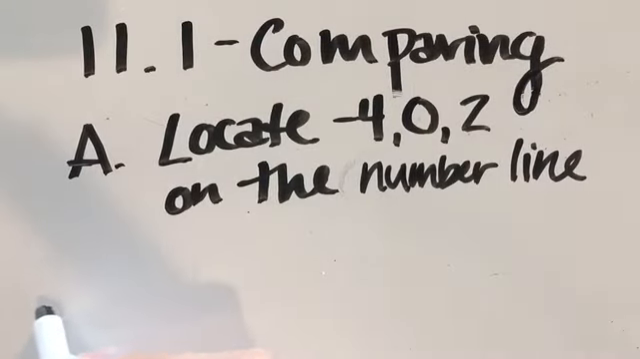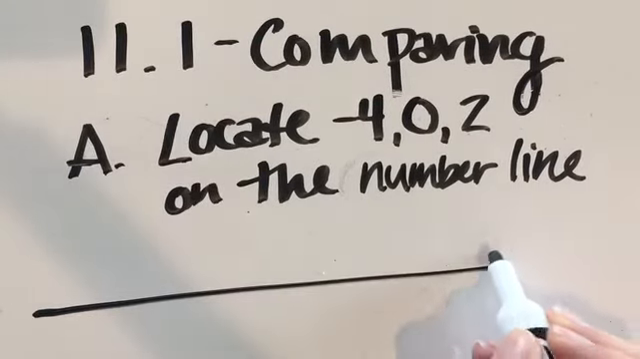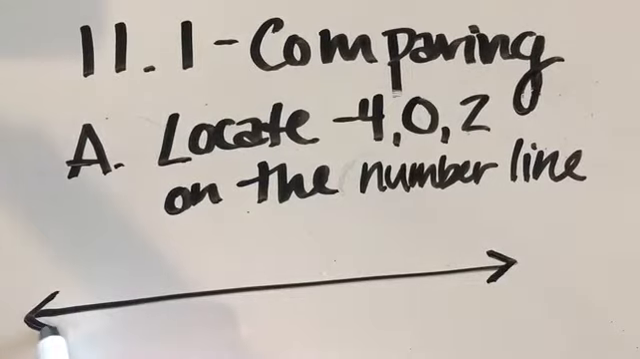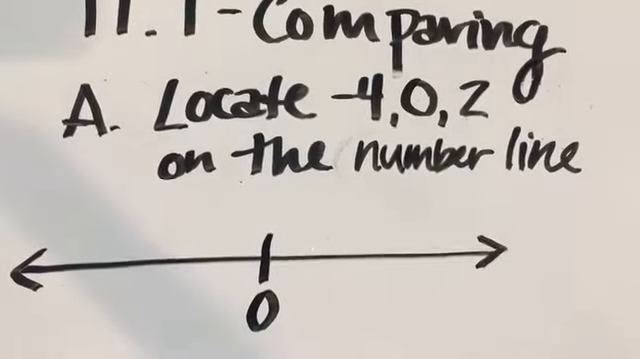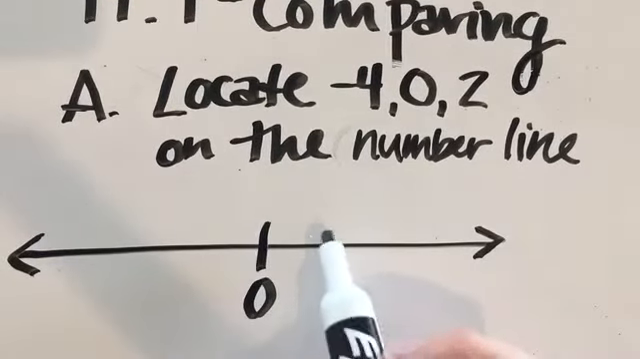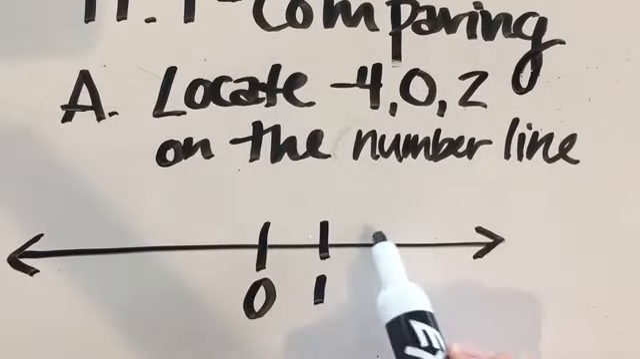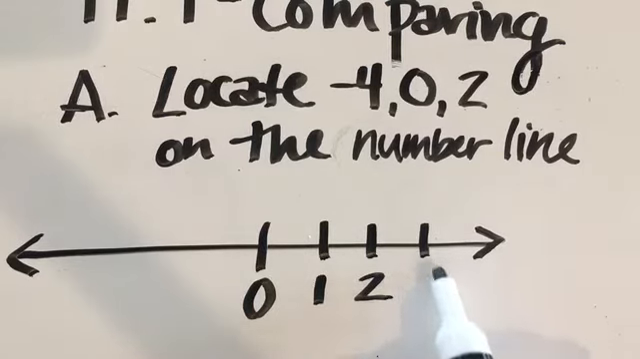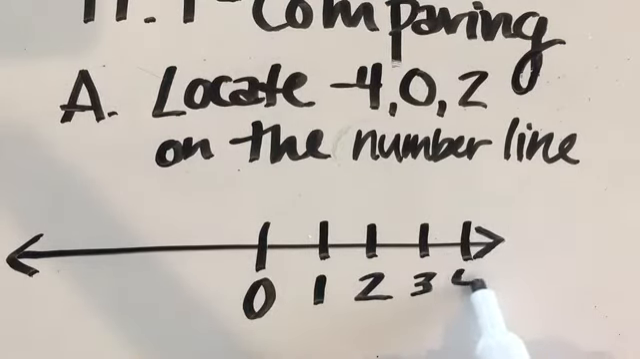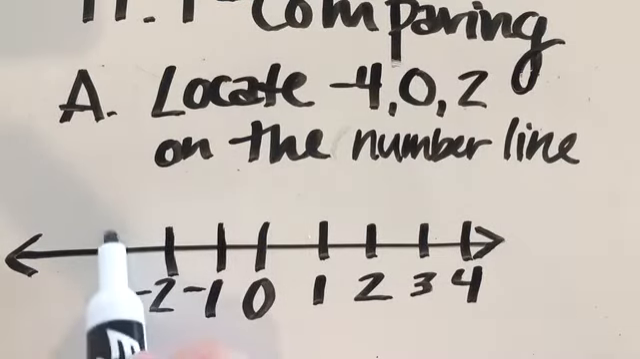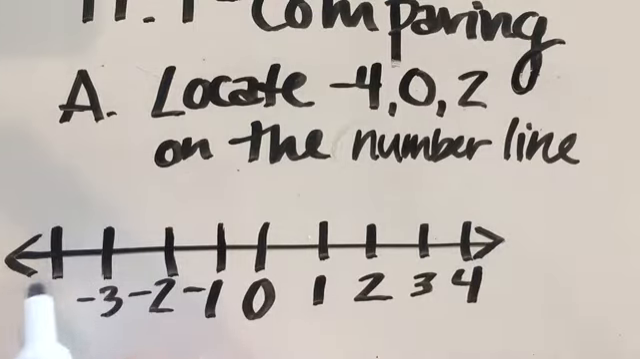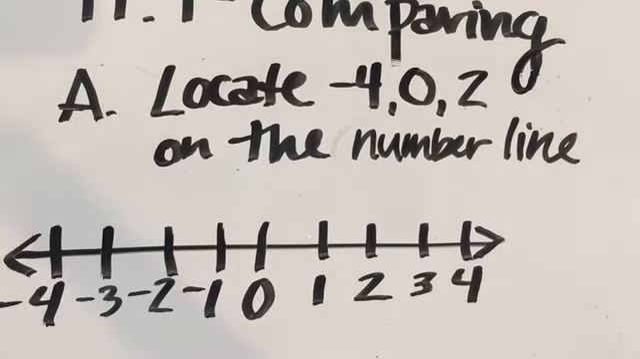We won't just put -4, 0, and 2. So draw a straight line, follow along, arrows on both ends, and now we're going to fill this number line out. So I'm going to put 0 in the middle. It doesn't have to go in the middle. And then we're going to put numbers evenly spaced beside that. So up from 0 is 1, then 2, then 3, 4, and in the other direction, -1, -2, -3, and -4. So we have our number line.